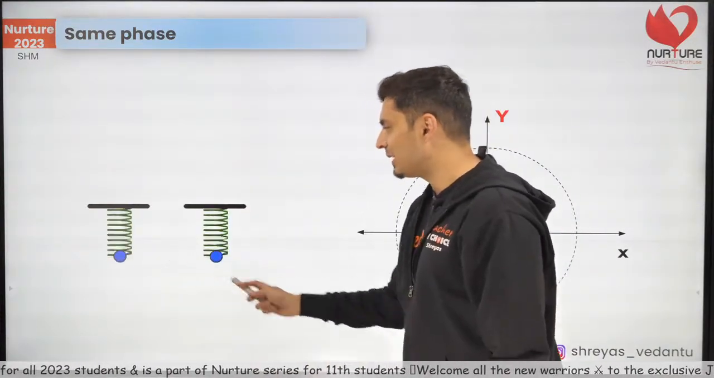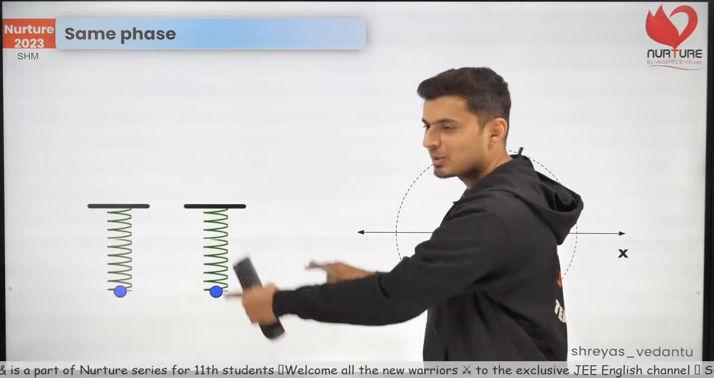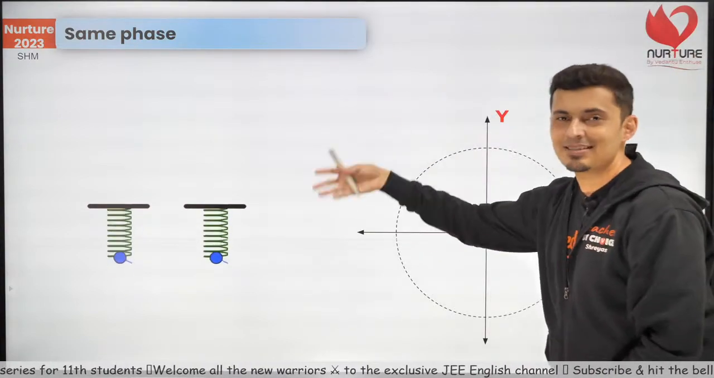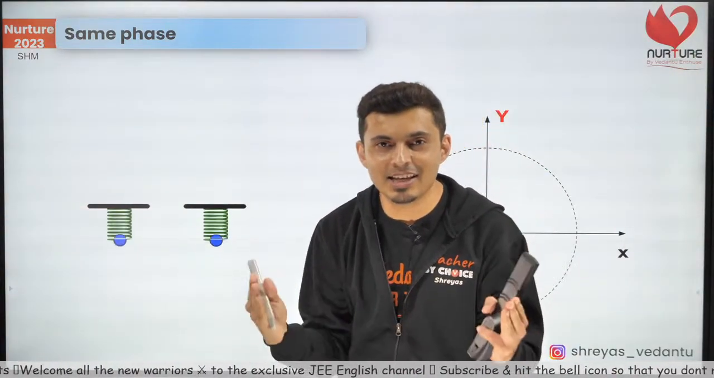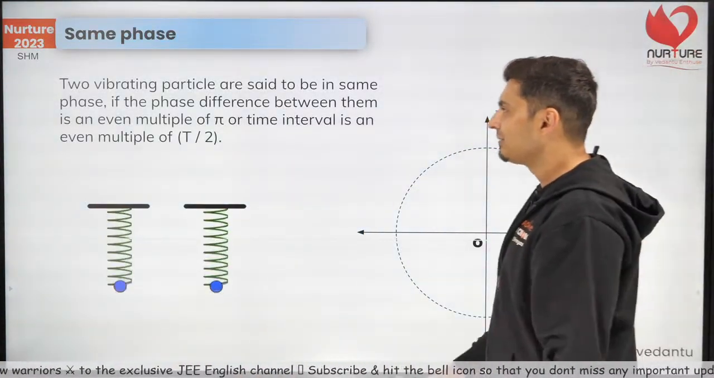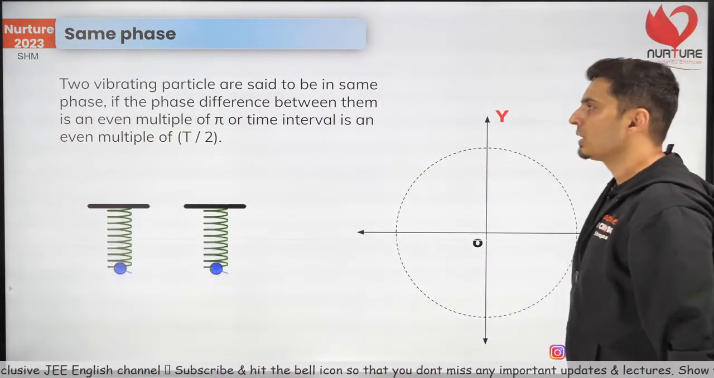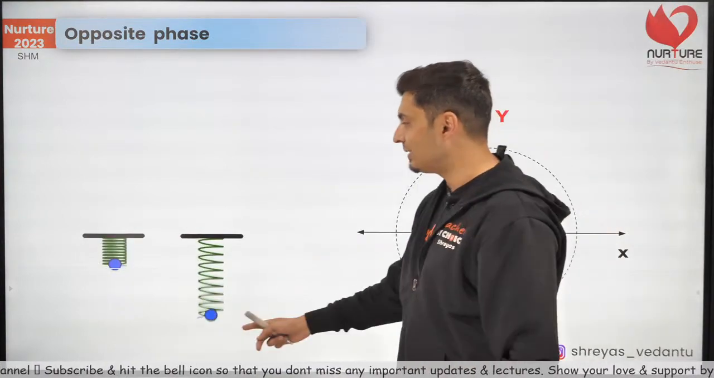Look at these two spring mass systems. They both are moving in sync. They both are moving together. So what should I call them? I should call them same phase, or basically there is no phase difference, or basically they are in the same phase. So they are also called in phase. You can see that they are just moving in phase. Okay? Cool. So the next thing that we have is opposite phase.